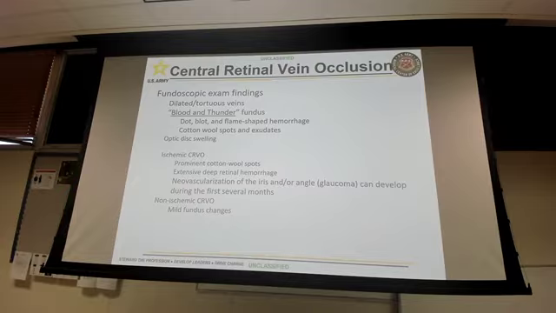So for your CRVO, instead of like the CRAO where you have a pale fundus, this is a fundus where there's a lot of hemorrhaging going on, so we tend to call it a blood and thunder fundus. The types of hemorrhage are dot and blot or flame-shaped hemorrhages. You can see little white fluffy areas, which we call cotton wool spots, and then some exudates. You also can see some optic nerve swelling.